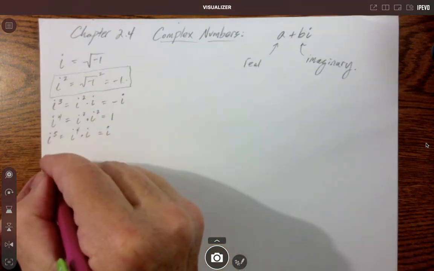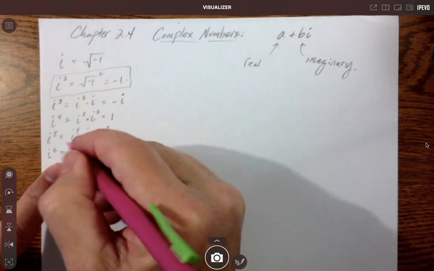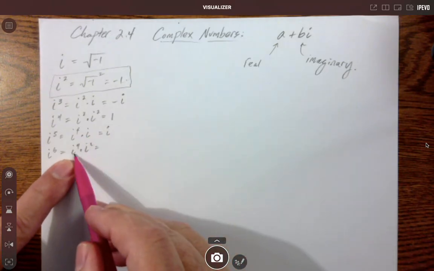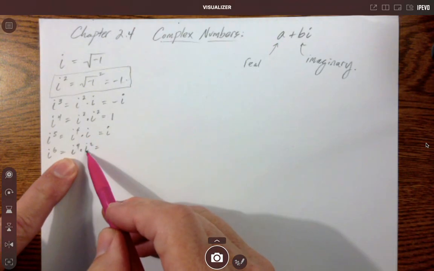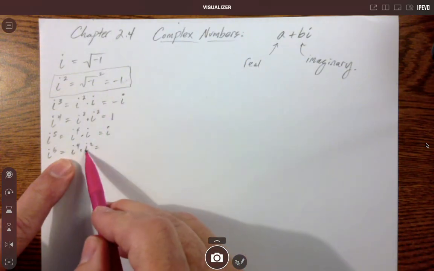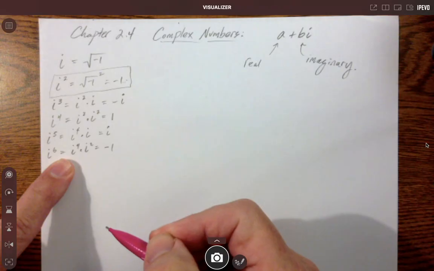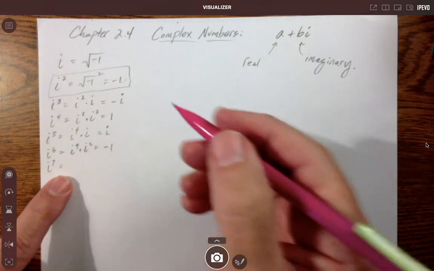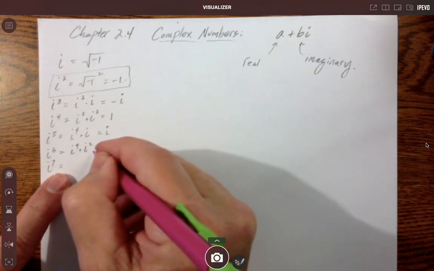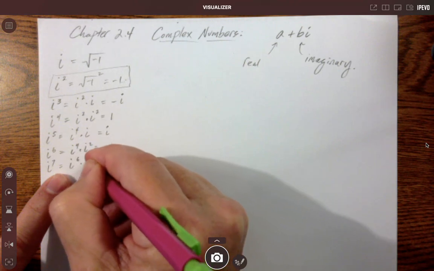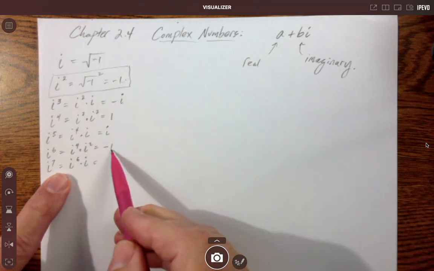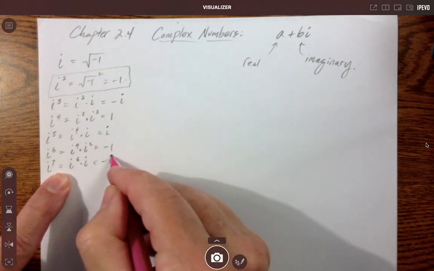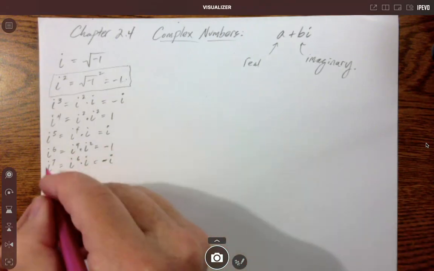And there's a pattern here. I'll keep going for a little bit. I to the sixth is i to the fourth times i squared. We know i to the fourth is 1 and i squared is -1, so this is 1 times -1, which is -1. I to the seventh, we could break down into i to the sixth times i. We just said i to the sixth was -1, so -1 times i is -i, and so forth.